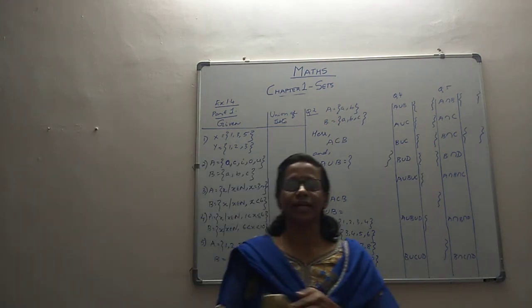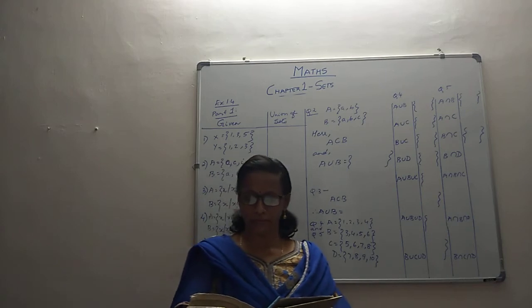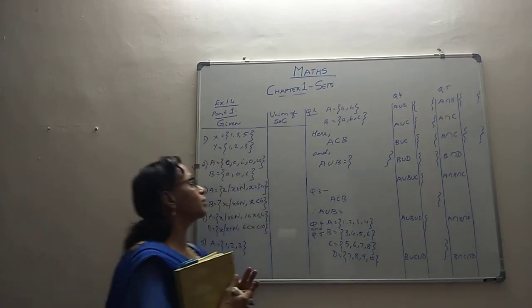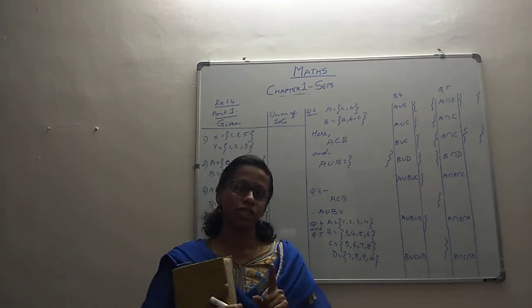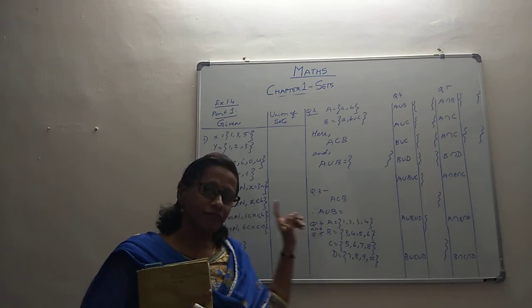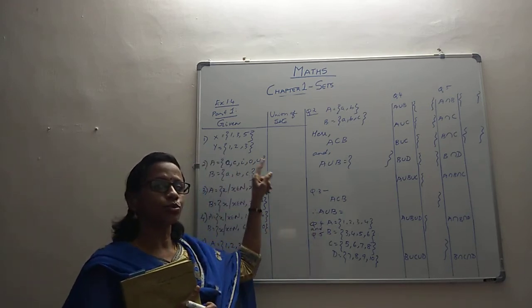Hello folks, we are taking up exercise 1.4, and this is the part 1 video, where we are going to take up the operation on set. There are a couple of operations on set. The very first operation is called the union of sets.